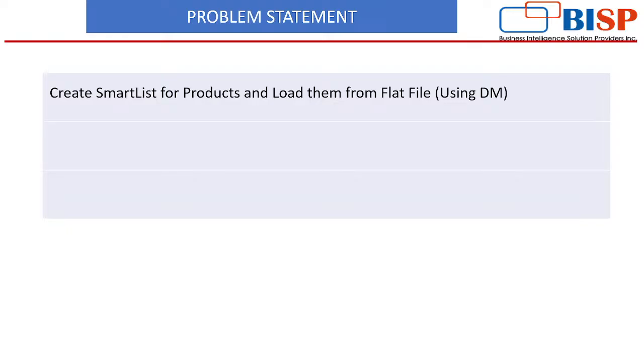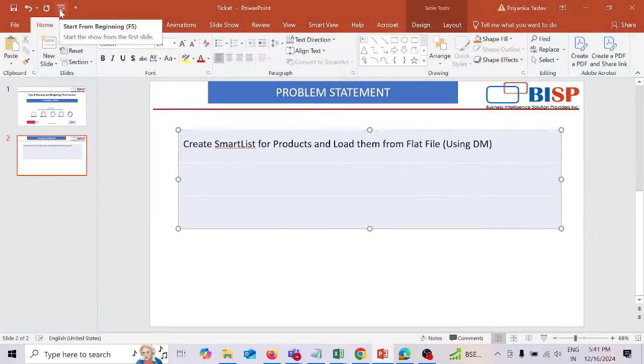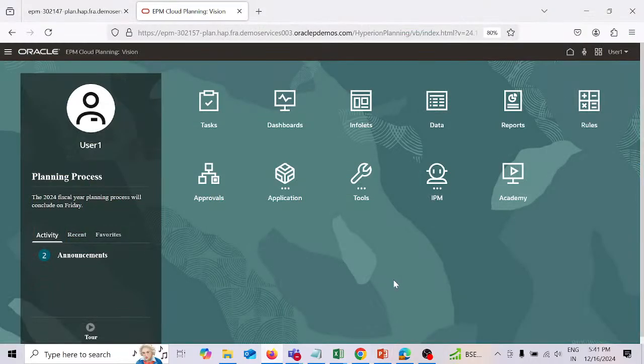So let's go to the application and let's see how we'll perform all these steps that I have just told you. So here this is the planning application and I have logged in as service administrator over here. So firstly we have to load the components. The first component in this ticket is the smart list. We have to load a smart list.